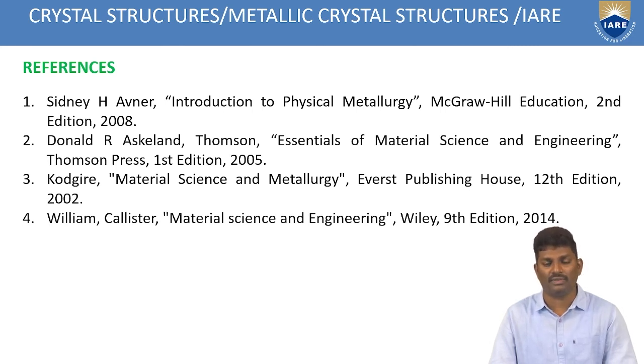And if you want references, you can go to Introduction to Physical Metallurgy, and the other book is Essentials of Materials Science and Engineering, and the third one is Material Science and Metallurgy. The last one is Material Science and Engineering. These are some of the references where you can get information about the different types of defects and the influence of these defects in solid bodies.